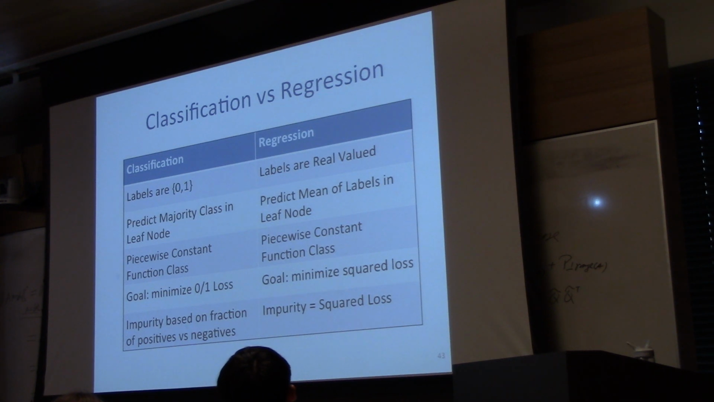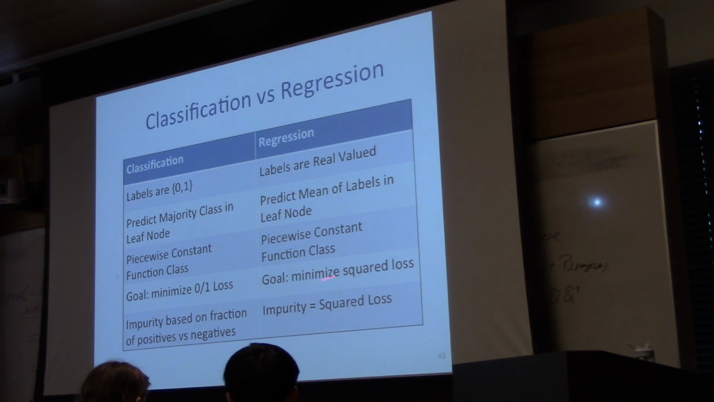Okay, so classification trees is what we talked about. Regression trees are a little bit easier to think about. In classification, the labels are 0, 1. They can also be -1, 1, doesn't matter. In regression, labels are real valued. In classification, you predict the majority class. In regression, you predict the mean because you're trying to minimize the squared loss of the leaf nodes. They're both piecewise constant. In classification, the goal is to minimize 0-1 loss based on some surrogate.